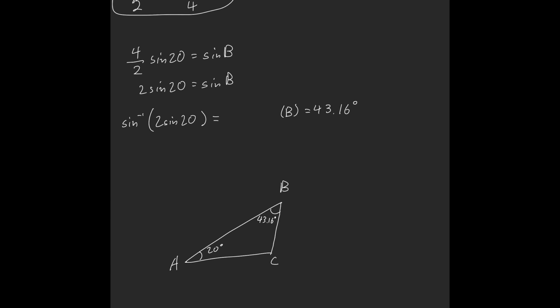Now, what we need to do is solve for C. But we know for a fact that all triangles have a total of 180 degrees between all three angles. And since we know two of the angles, we can just subtract them from 180 to solve for the third. So solving for C, we get 180 degrees minus 43.16 degrees minus 20 degrees. That gives us 116.84 degrees as C.